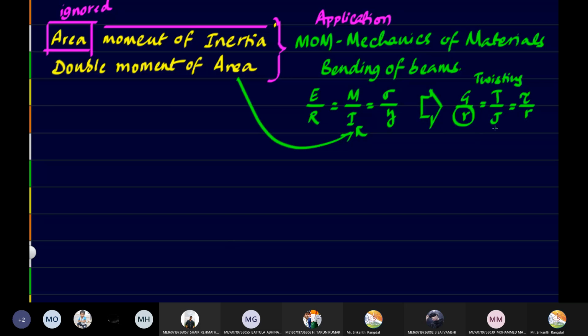Here this is polar moment of inertia. So these moments of inertia help us in calculating how easily we can bend beams of different cross sections. They help us in identifying how easily we can bend beams of the given cross section. So that's the application. Is it clear?